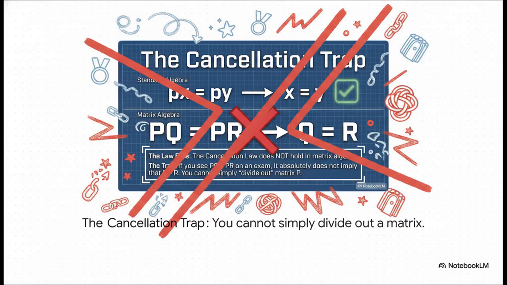It is absolutely false. The cancellation trap is a major pitfall because you cannot simply divide out a matrix. In normal math, you'd cross out that P in a heartbeat, but here, the cancellation law strictly does not apply. Just because PQ equals PR, it does not imply that Q equals R. That is a huge trap to watch out for.